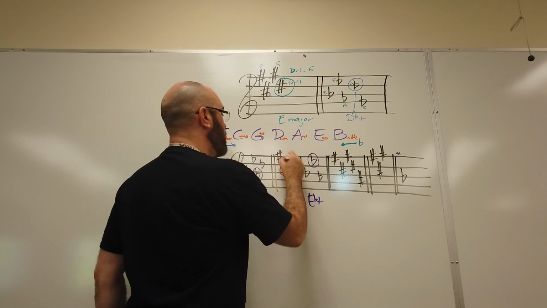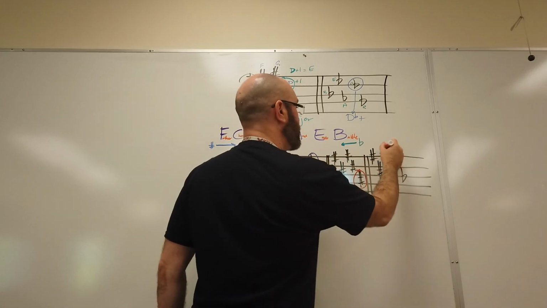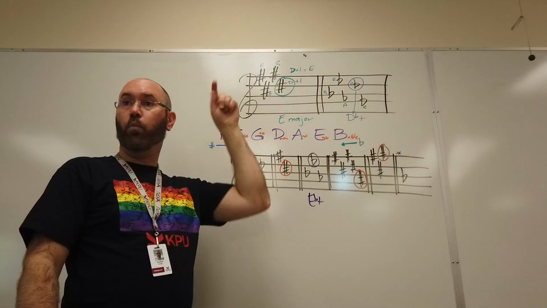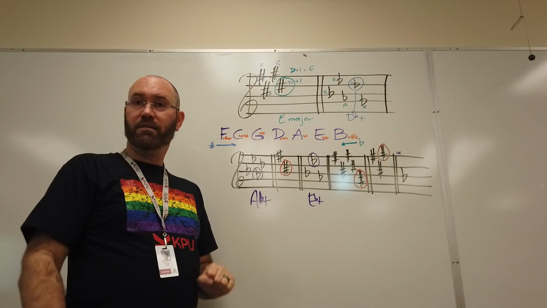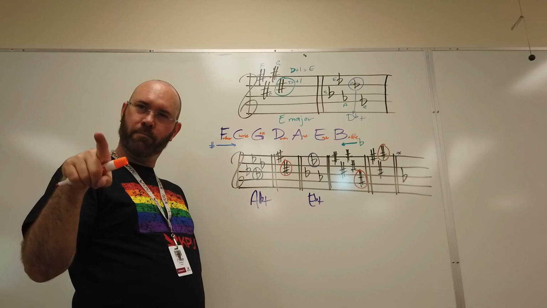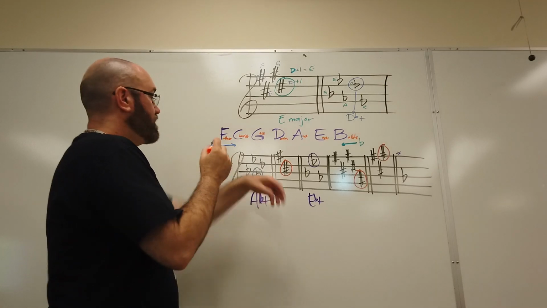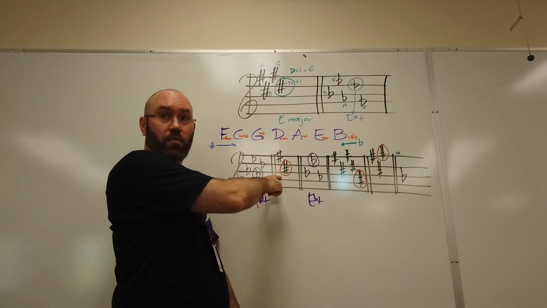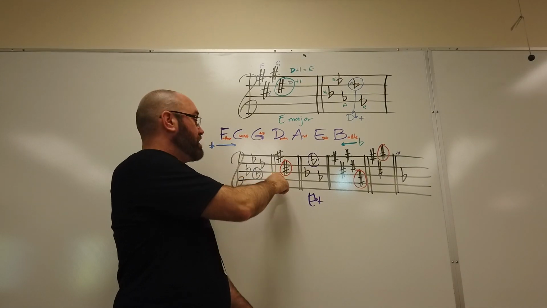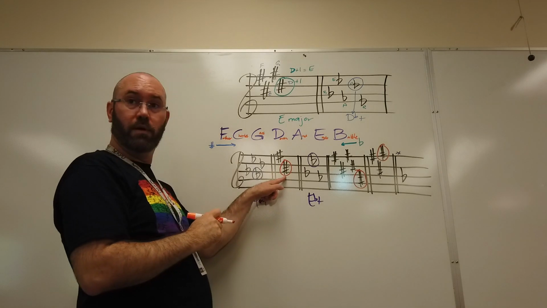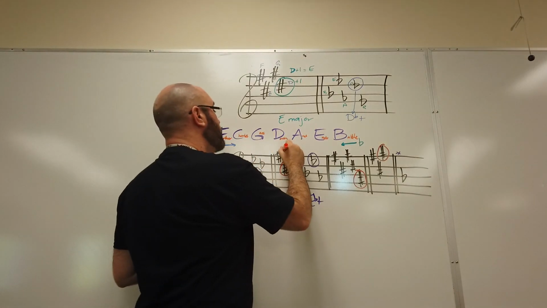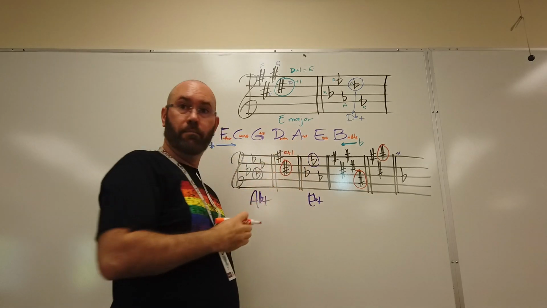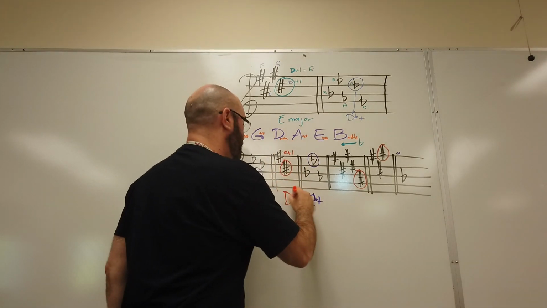Now, with the sharps, just go to the last sharp. Whatever the last sharp is, figure out what it is and go up 1 letter in the alphabet. Navneet, how many sharps do we have? 2. What are they? F and C. So this is what sharp? C. C plus 1 is D. D major.